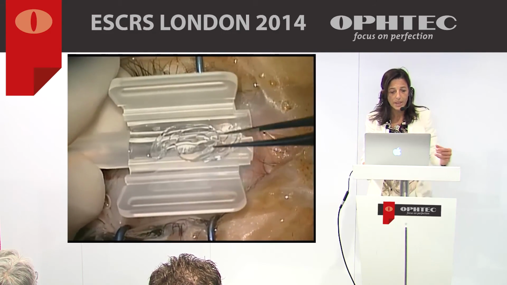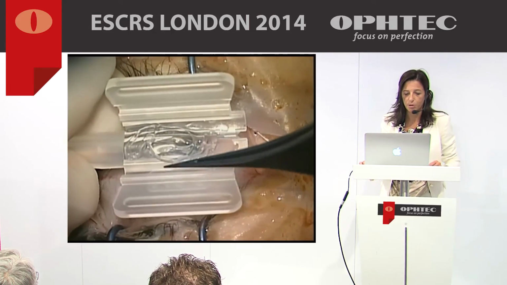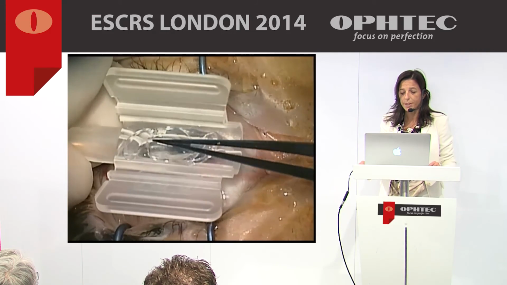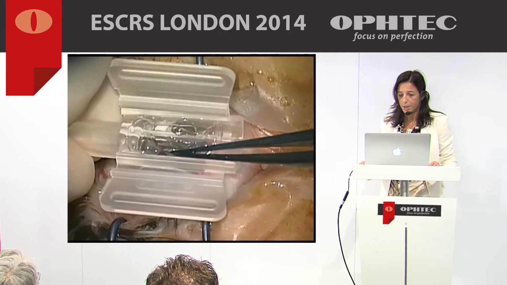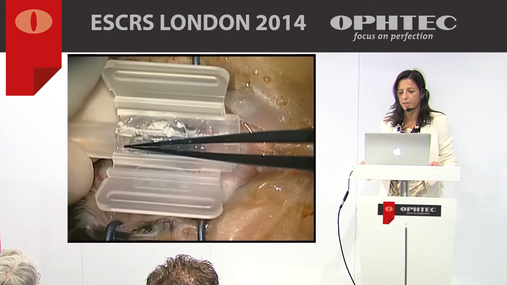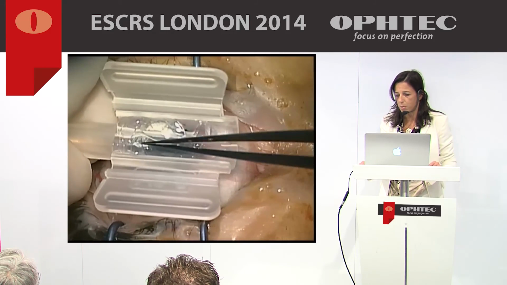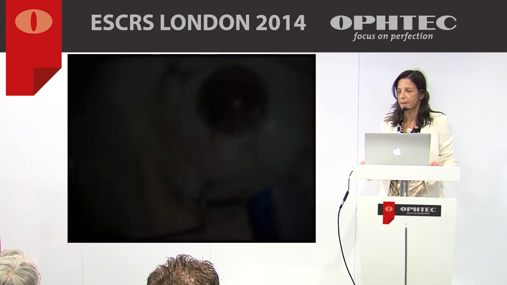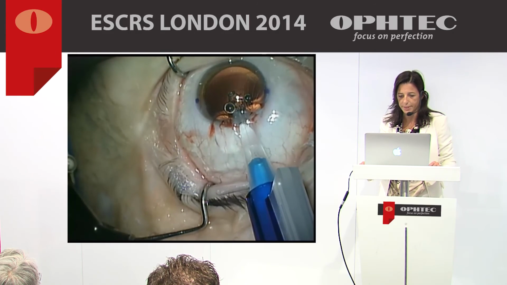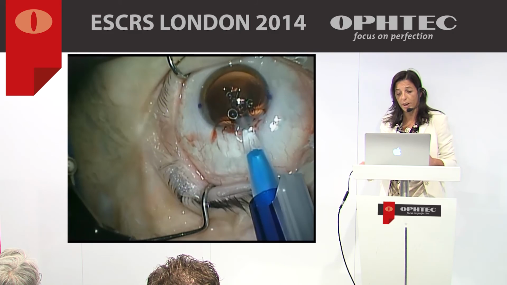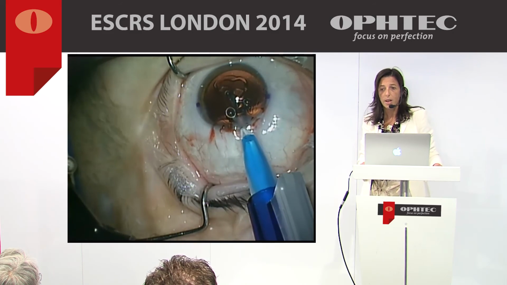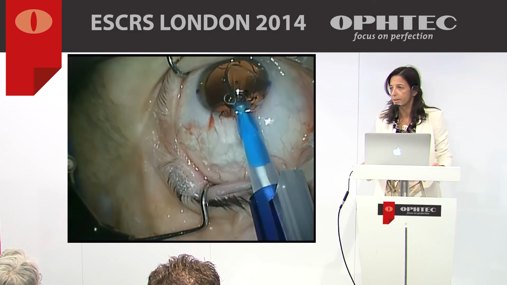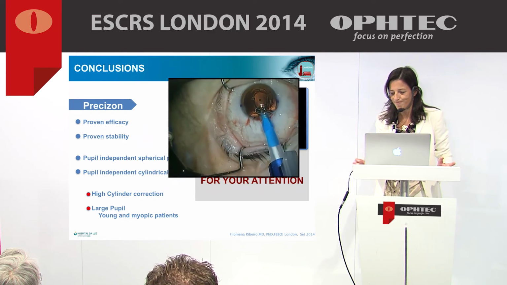In conclusion, this IOL has provided efficacy and stability, and our first results seem to show pupil independence for spherical and cylinder power, which is really important to achieve excellent visual performance, especially for high cylinder corrections and large pupil cases, more usual in young and myopic patients. And that's it.